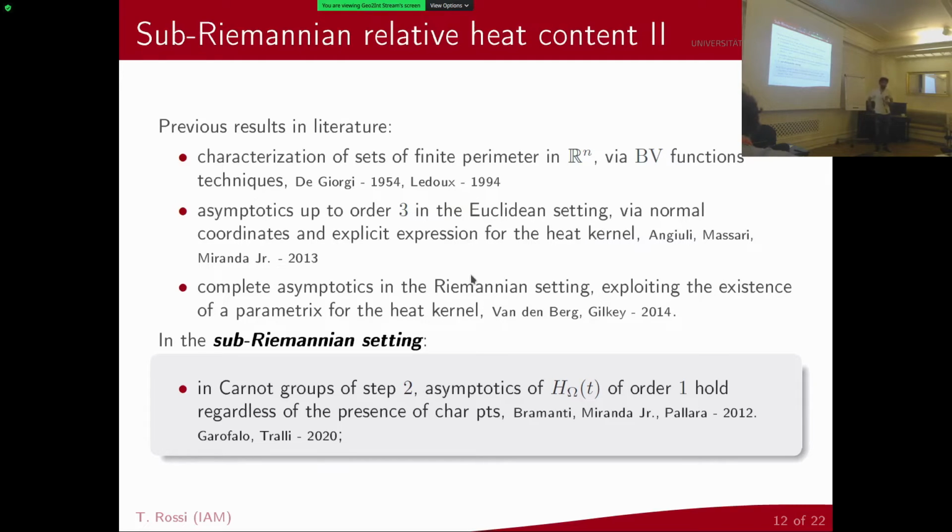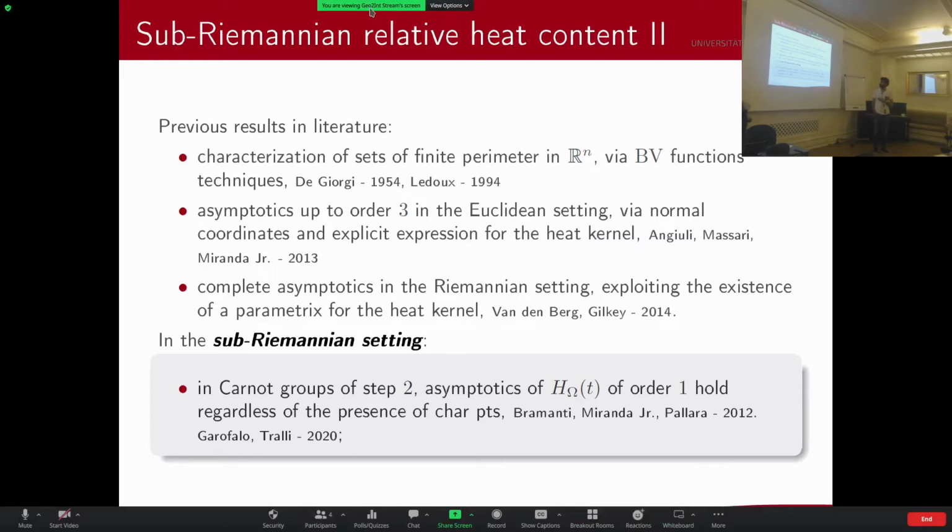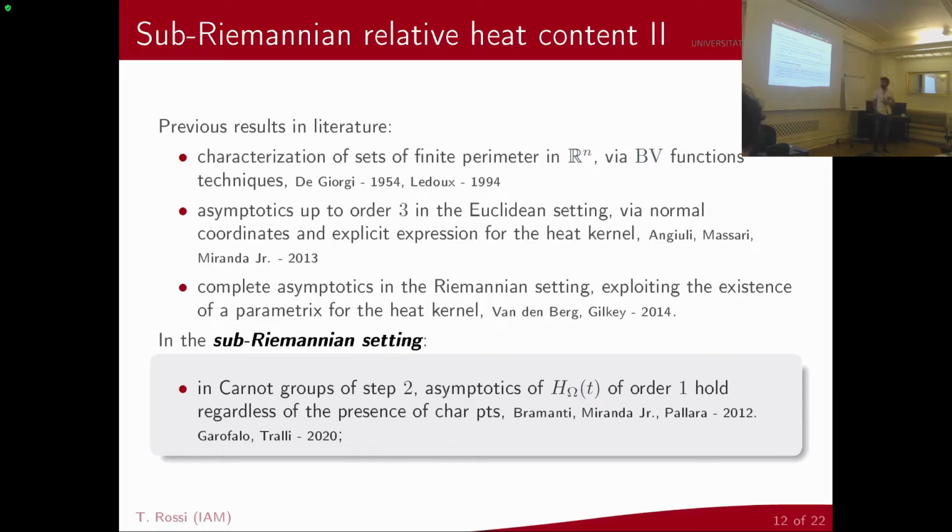He was mainly concerned with giving a characterization of sets of finite perimeter in R^n. And then Ledoux in 1994 was able to actually deduce a precise asymptotic expansion for the relative heat content. And in particular, they used the BV functions technique. Then this result was pushed further by Angiuli, Massari and Miranda in 2013, and they proved an asymptotic expansion in the Euclidean setting up to order 3, also dealing with the boundary with low regularity. And they used an explicit expression for the heat kernel and the existence of normal coordinates. So their techniques are not really suitable to be extended in the sub-Riemannian setting.